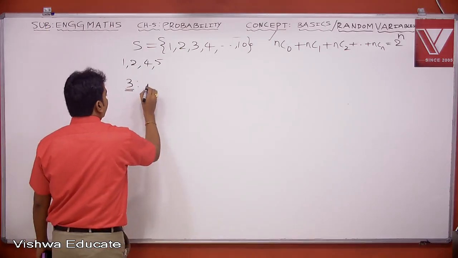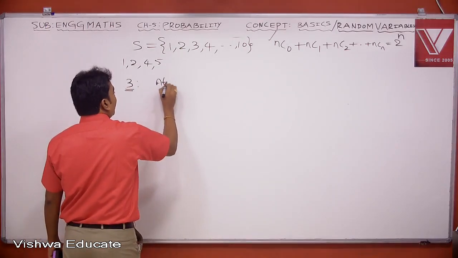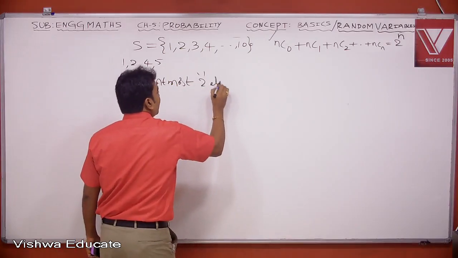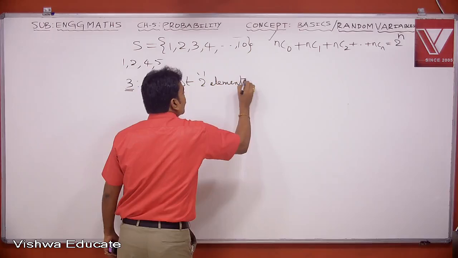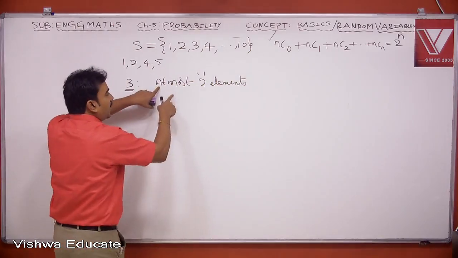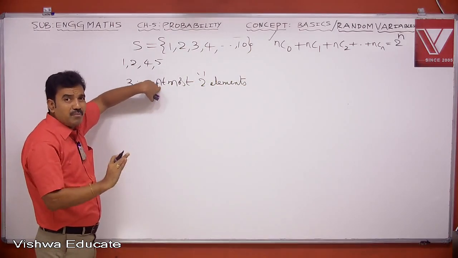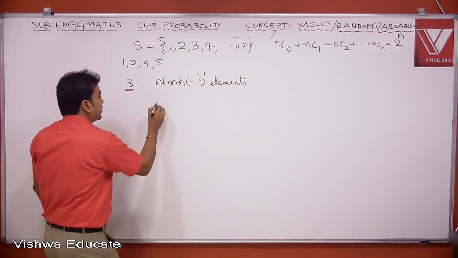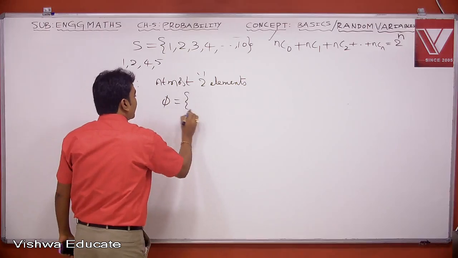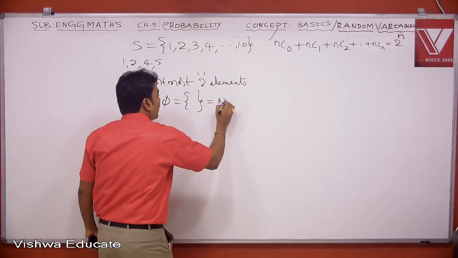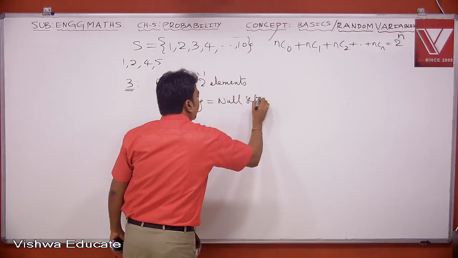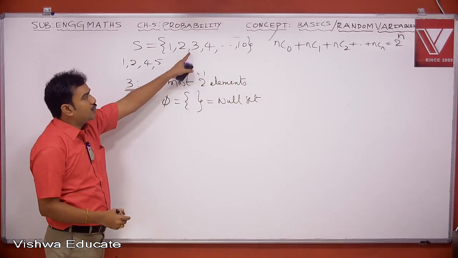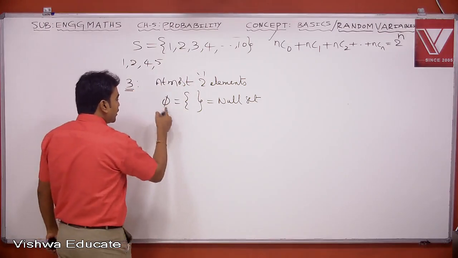What is this question number 3? The number of subsets of S having at most 2 elements. At most 2 elements means maximum you will have 2 elements. What is the least possible subset of S? The empty set, denoted by this. This is basically a null set, that means a set having 0 elements. That means we are selecting 0 out of 10 elements. So this is one set.